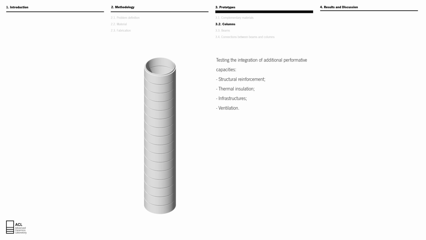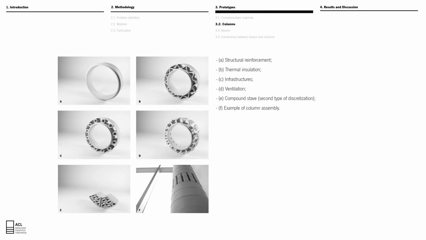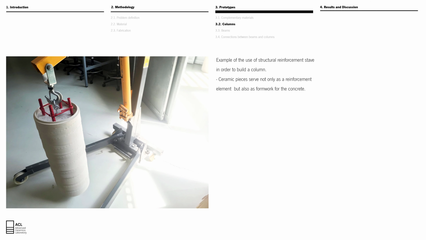After that, we pass to the development of columns that explore additional performative capacities that go from structural reinforcement to thermal insulation, infrastructures, and ventilation. Here we have the steps corresponding to each of those functions, and here an example of the use of the structural reinforcement stave in order to build a column. Here the ceramic pieces serve not only as a reinforcement element but also as a formwork for the concrete.